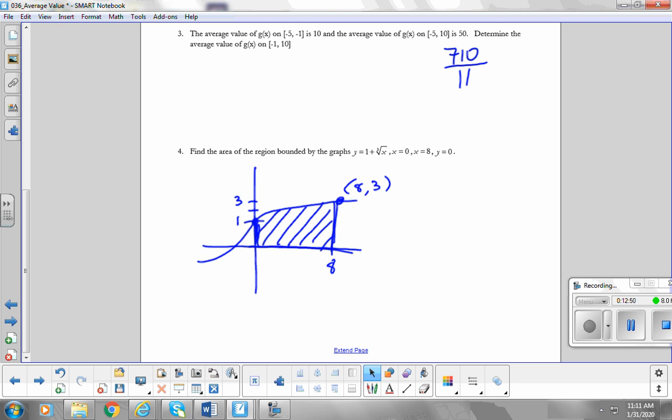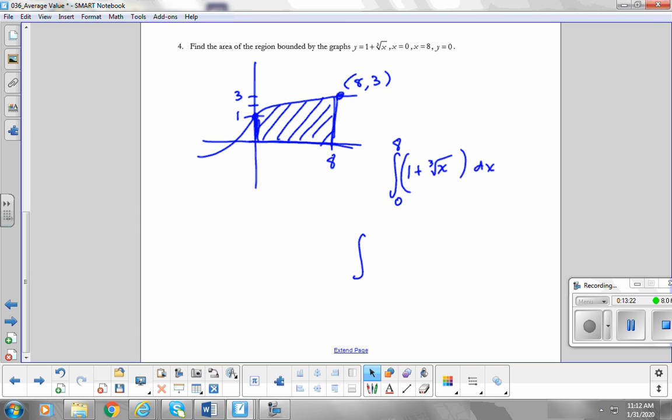Right? Okay, how do you find area of a region? It's not asking for an average value. It's just saying find the area. So it's just the integral. So from 0 to 8. Integral from 0 to 8 of 1 plus the cube root of x. That's all it's asking for. Find that integral. Make sense? It's not asking for an average value.